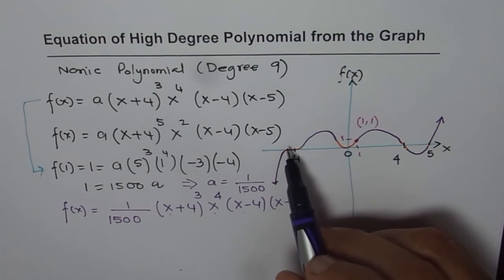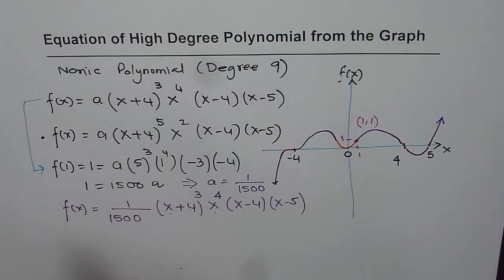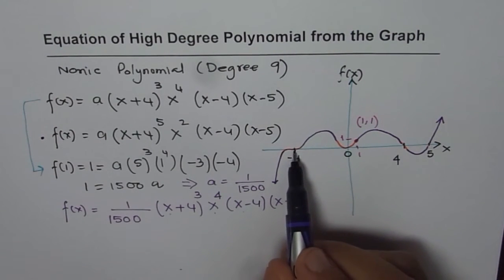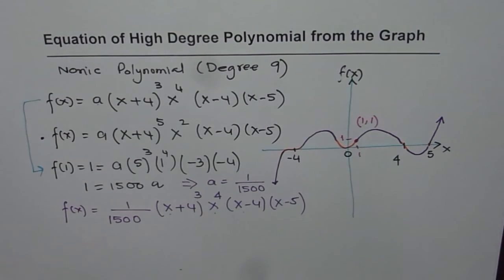So now as an exercise, you can find the equation if we have a multiplicity of 5 for the zero at minus 4. I hope with this you understand and appreciate how to find the equation of a polynomial from any given graph. Thank you and all the best.